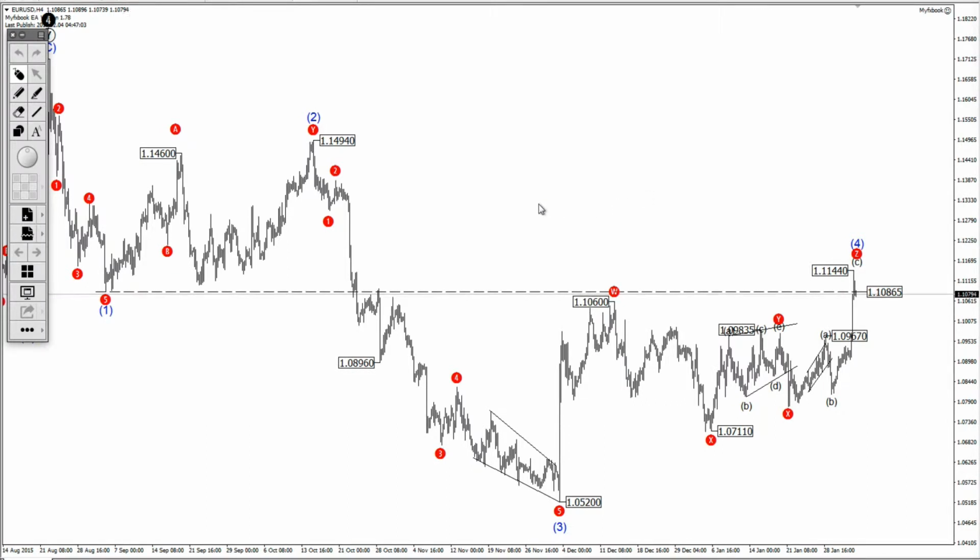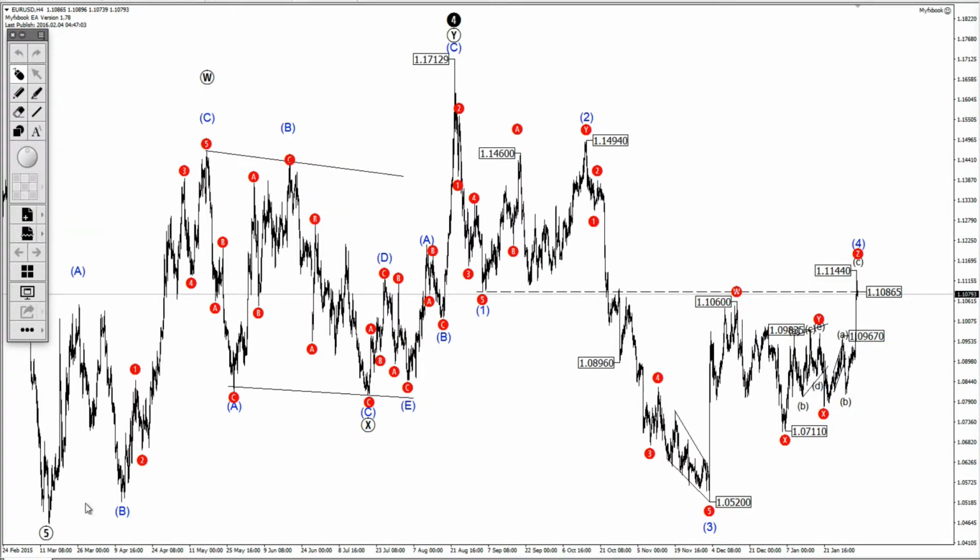One option is that we are forming a leading diagonal for this larger first wave structure. Another option is that we are still in the larger B wave correction, intermediate wave B correction, which started way back. Let's actually zoom once more out. Started way back right here, 104.6, and this is all the way back to March of 2015. So almost 1 year ago we have started this large sideways correction.